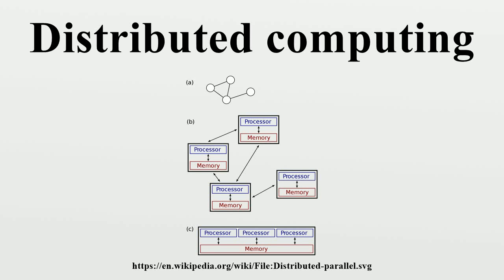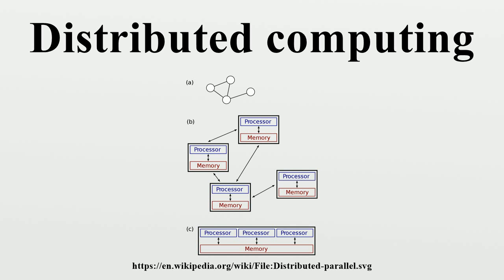Distributed computing is a field of computer science that studies distributed systems. A distributed system is a software system in which components located on network computers communicate and coordinate their actions by passing messages. The components interact with each other in order to achieve a common goal. Three significant characteristics of distributed systems are concurrency of components, lack of a global clock, and independent failure of components.